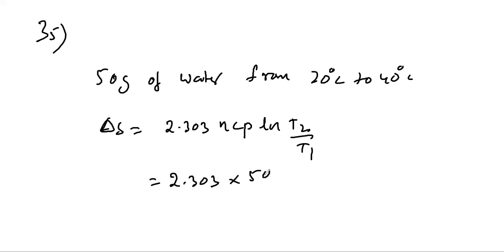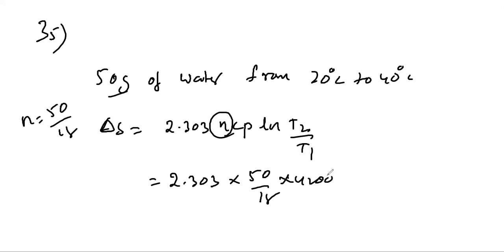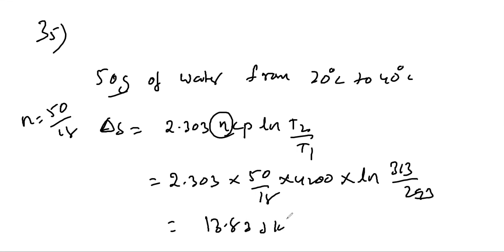That is equal to 2.303, n value is 50 by 18. Number of moles is weight by molecular weight; weight is 50, molecular weight is 18 for water. Cp value is 4200. 4200 into ln of 313 by 293. That is equal to, you are going to get 13.83 joule per Kelvin.